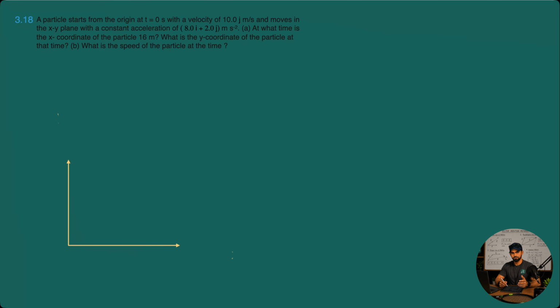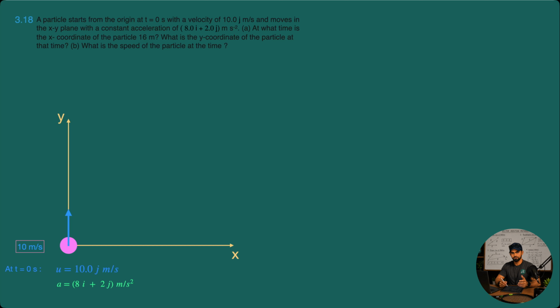Before jumping into the solution, let's first visualize the given situation. We have an xy coordinate system and a particle located at the origin. At t equal to 0 second, the particle has an initial velocity of 10 meter per second in the positive y direction. At the same time, a constant acceleration of 8i plus 2j meter per second squared acts on the particle. Now let's resolve this acceleration into its components.